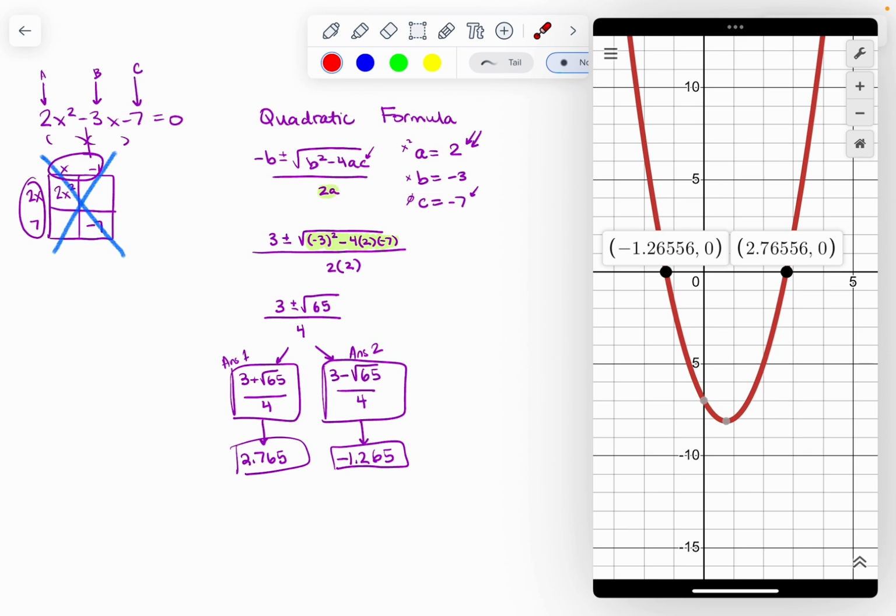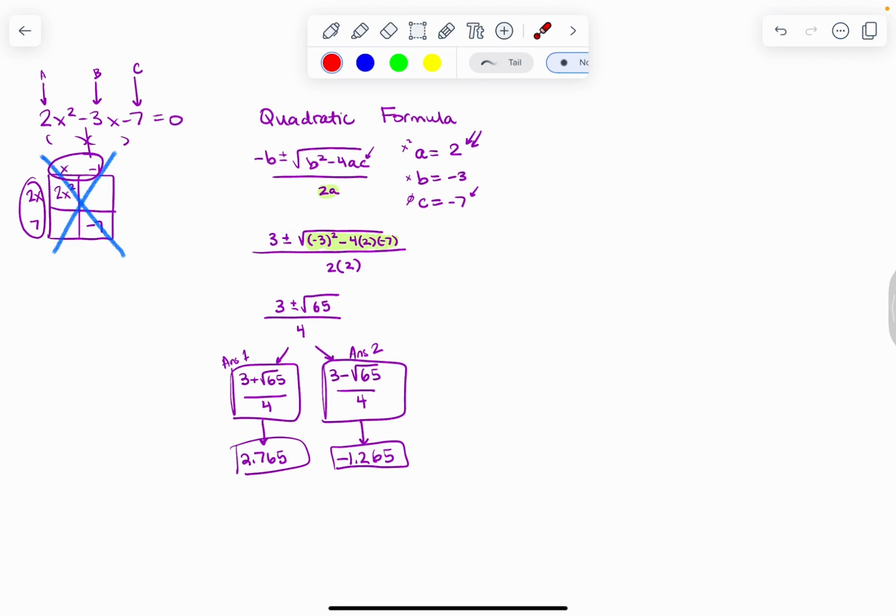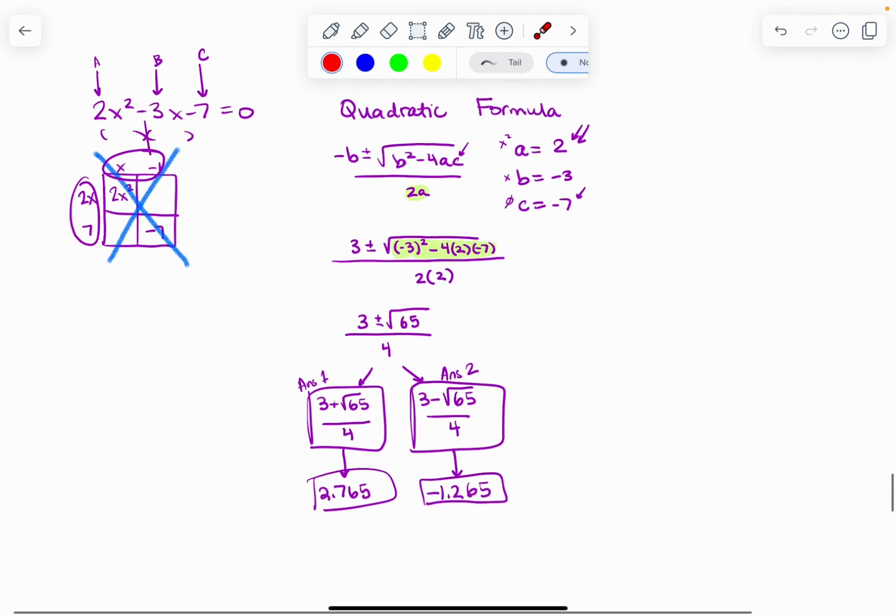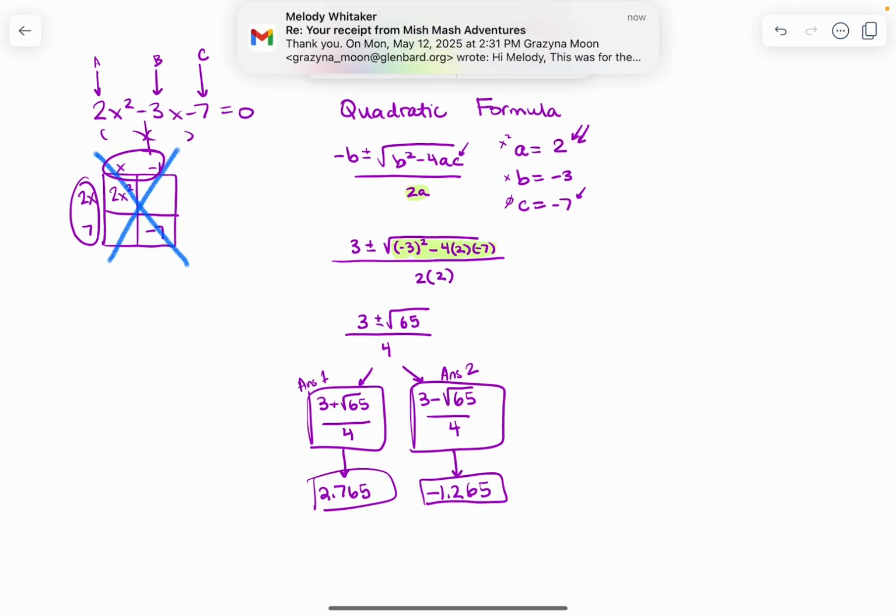But you can't do that on the test, and they didn't have Desmos 100 years ago or 200 years ago, so they all had to do these crazy things all by hand. And there used to be tables where you'd have to look up what the square root of 65 was to get your answers this way. So you can use your calculator a little bit, just not, I guess, for the whole thing. All right, I hope that helps.